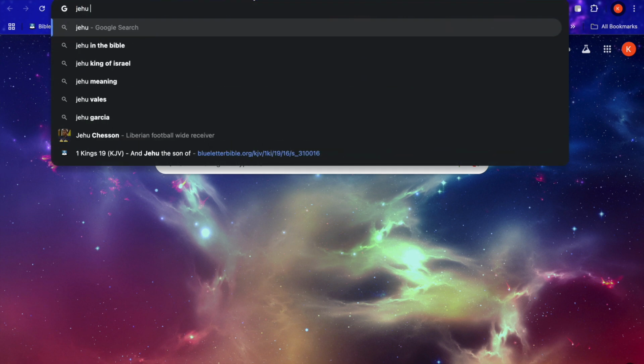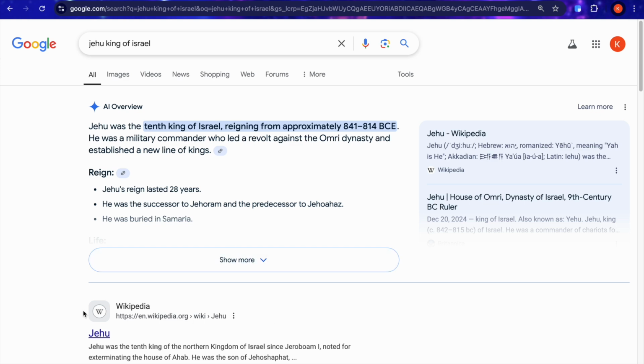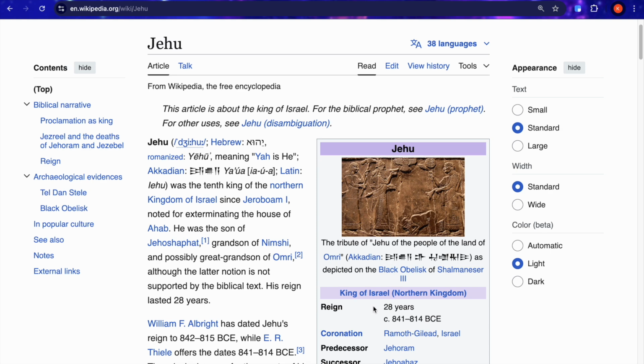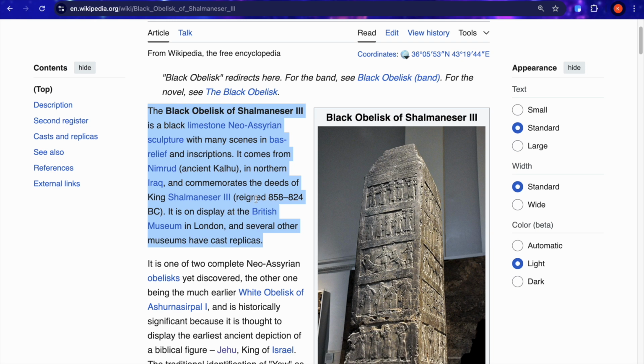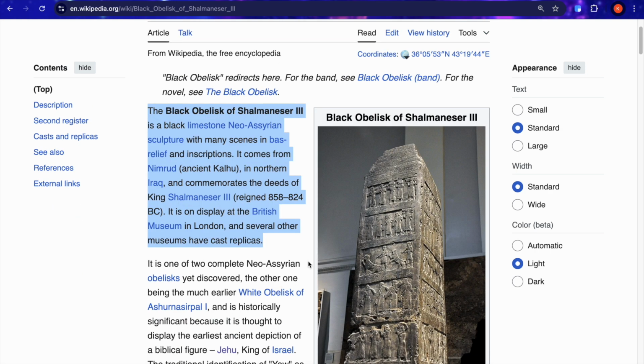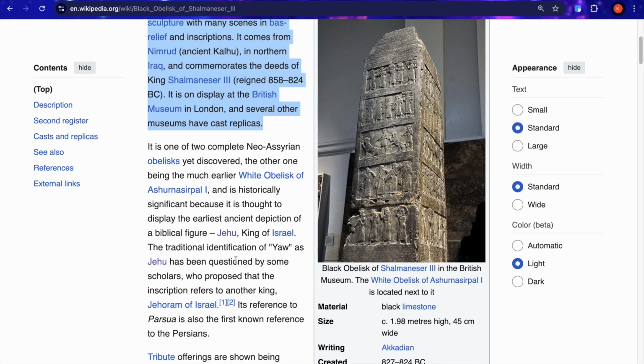Now let's actually look up Jehu, king of Israel. Here we see that Jehu's reign is about 845 to 814, so that overlaps with Shalmaneser III. And you can see there's an image here. It says the tribute of Jehu of the people of the land of Omri, depicted on the Black Obelisk of Shalmaneser III. That's pretty much what I'm trying to pinpoint.